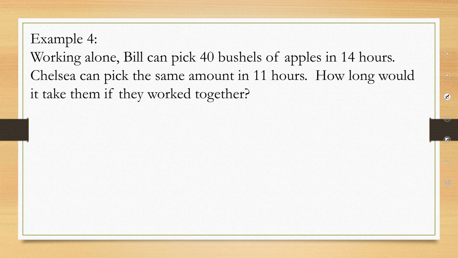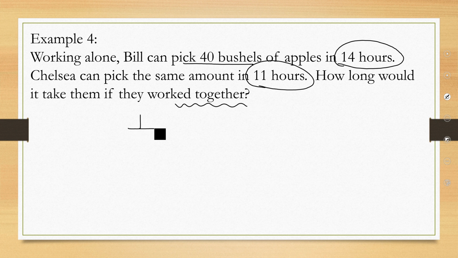Working alone, Bill can pick 40 bushels of apples in 14 hours. It doesn't matter how many bushels of apples, it matters his time. Chelsea can pick the same amount in 11 hours. How long would it take if they worked together? All right, that one's just like the very first one. So Bill, his 1 job over his time, plus Chelsea's 1 job over the time it takes her, equals 1 job over the total time. So 1 over 14 plus 1 over 11 equals 1 over x.